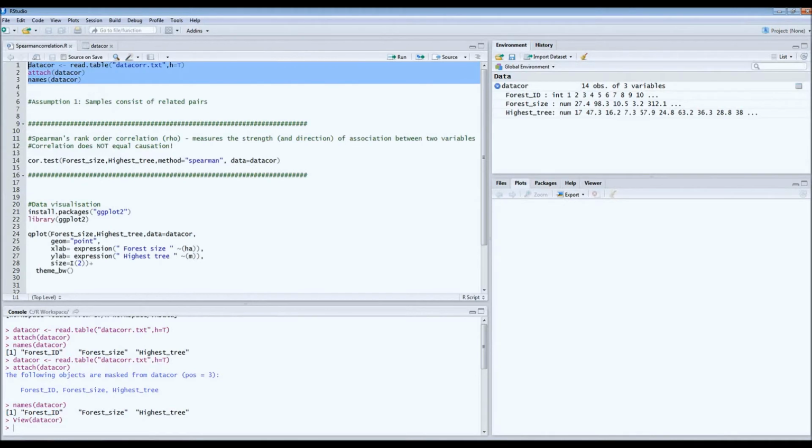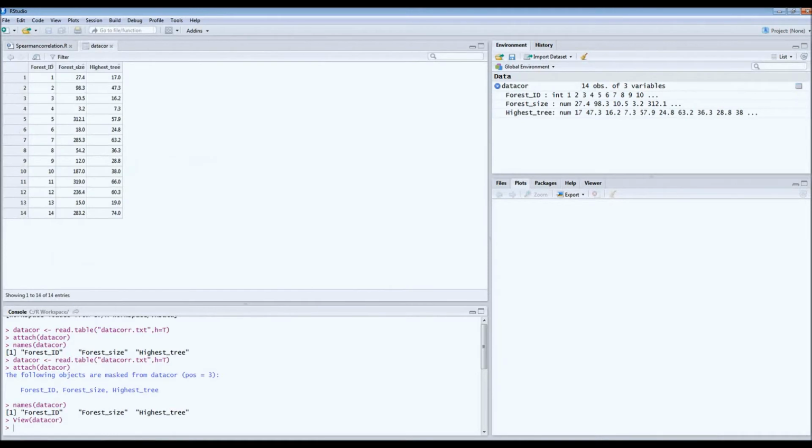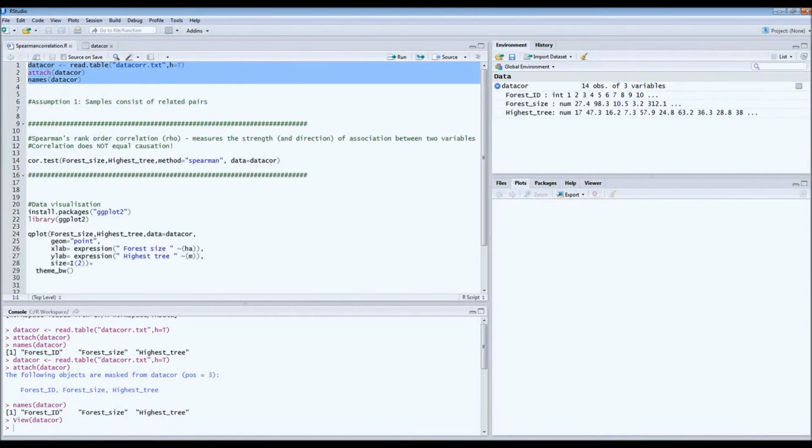So for the Spearman rank correlation test, there aren't really that many assumptions. There's actually only one assumption, which is that your samples have to consist of related pairs. What that means in our data set is that we have, like I said, the 14 forest patches, and for each patch we have a related pair, which is forest size and also the highest tree. So there's some kind of interdependence between these two columns. And that's actually it. So we don't have to check the normality assumption, or all the other assumptions for Pearson correlation. So Spearman correlation is very, very simple.